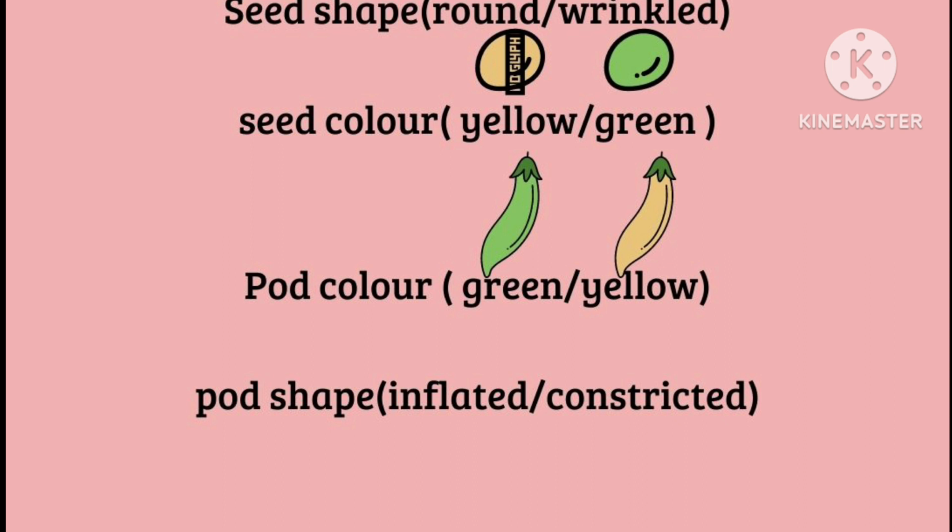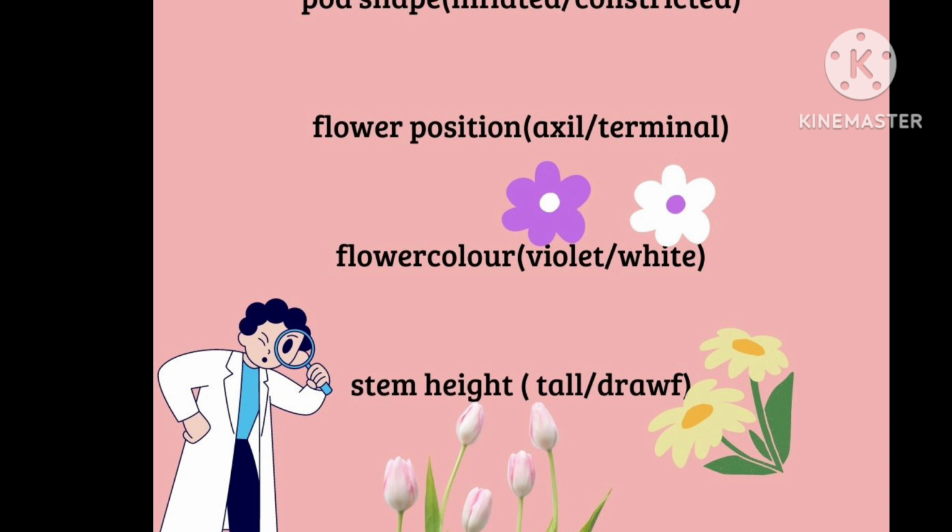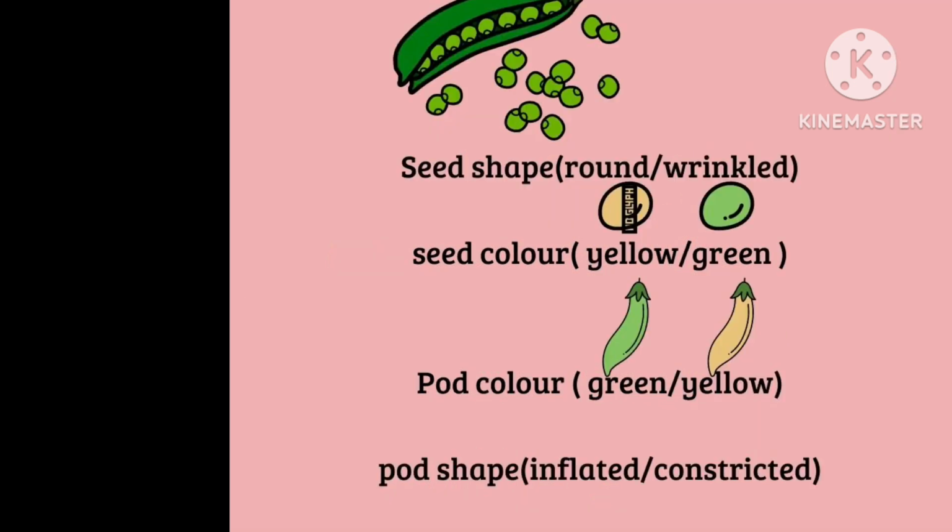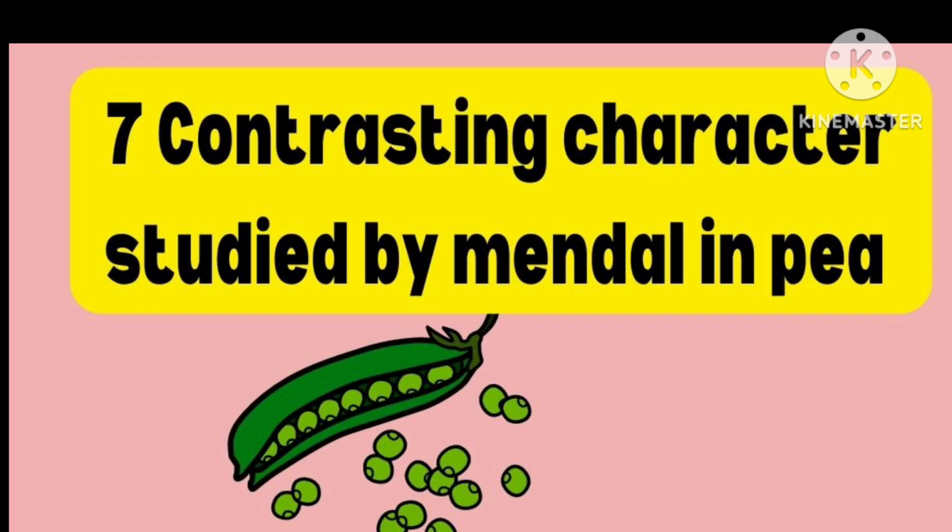The 7 pairs of contrasting characters are: stem height, tall and dwarf; flower color, violet and white; flower position, axial and terminal; pod shape, inflated and constricted; pod color, green and yellow; seed shape, round and wrinkled; seed color, yellow and green. These were the 7 important contrasting characters studied by Mendel.